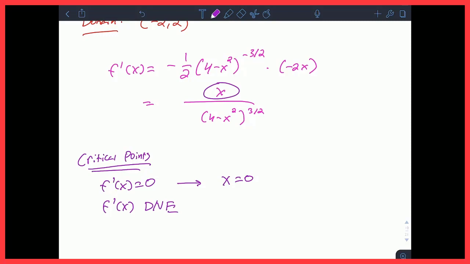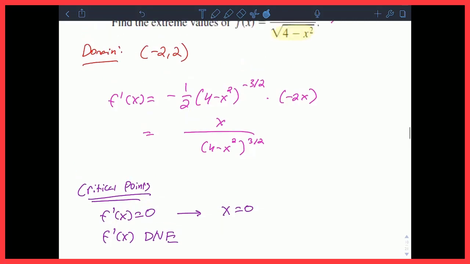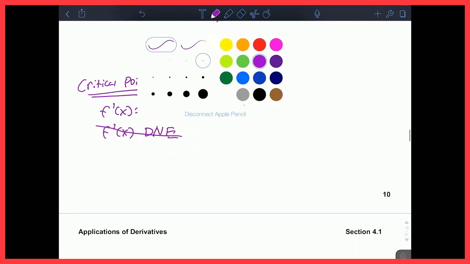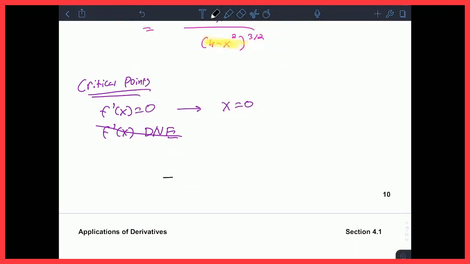Okay, does not exist. If I have to make this derivative not exist, you're going to notice that I have the same radical in the derivative as I do in the original. So the negative 2 to 2 restriction is actually going to be good enough. I'm not going to have any values in which f prime of x does not exist. So I'm clean there. This means I only have one critical point, and that critical point is 0.